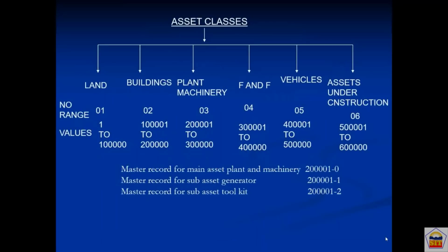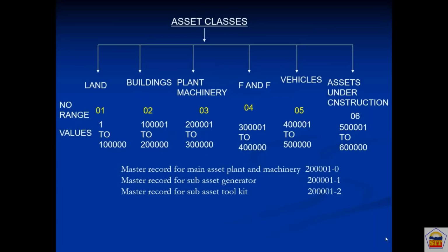Here we have mentioned some of the asset classes as examples. So we have land, building, plant and machinery. These assets we can maintain as asset classes. And for these asset classes, we need to maintain the number range. You can see here we have the number ranges 01, 02, 03, 04, 05, 06. These are the number ranges for these asset classes. What do you mean by number ranges?